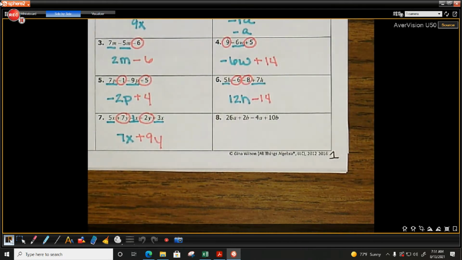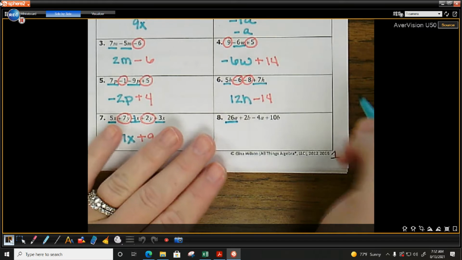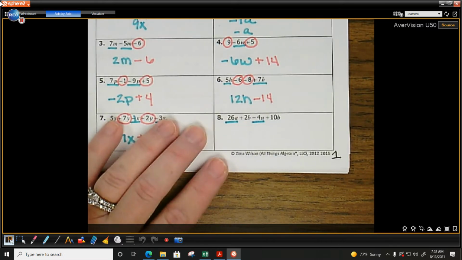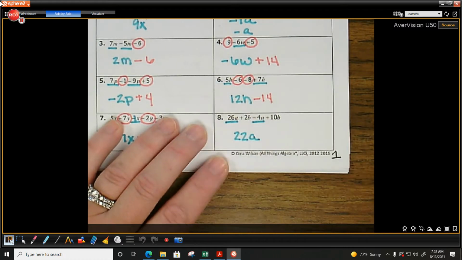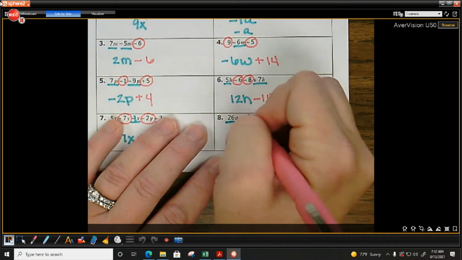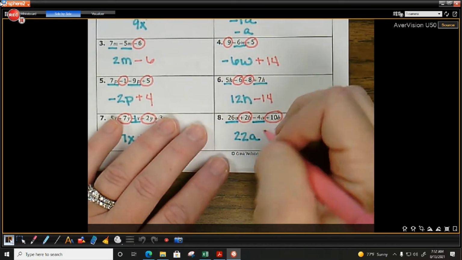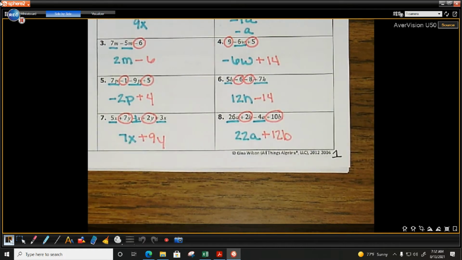Okay, next one. I have A terms and B terms, so let's look at our A terms. I have 26a. Is there another A term? Negative 4a. So it's 26 minus 4, 22. A is the variable. Then what's next? 10b and 2b. A positive 2b plus 10 more b's, which is what? 12b. Positive 12 b's. Good?